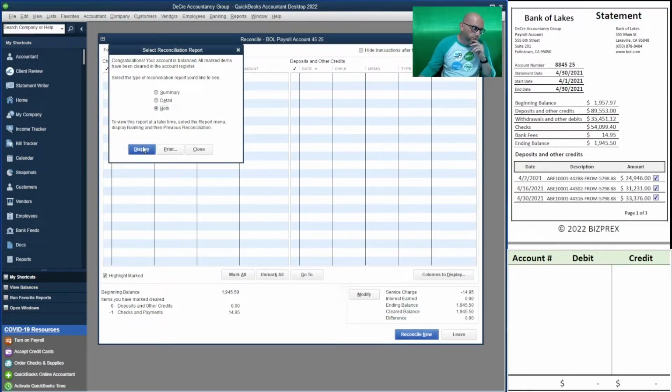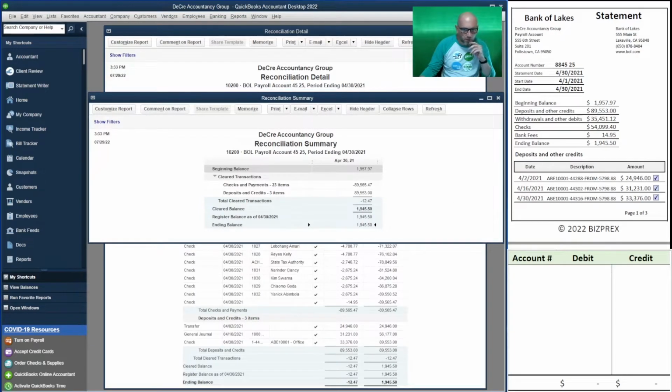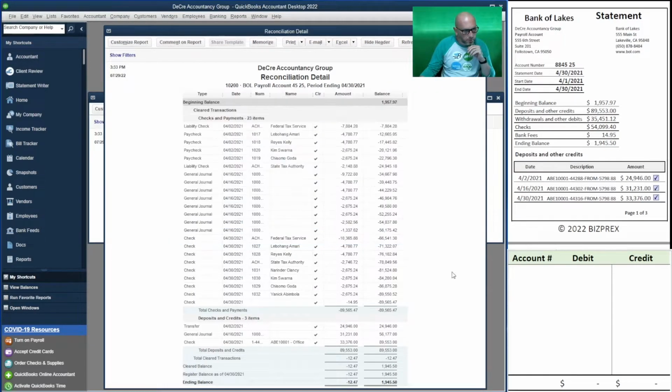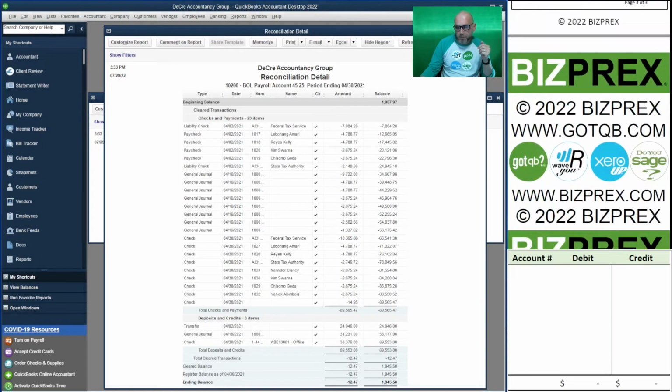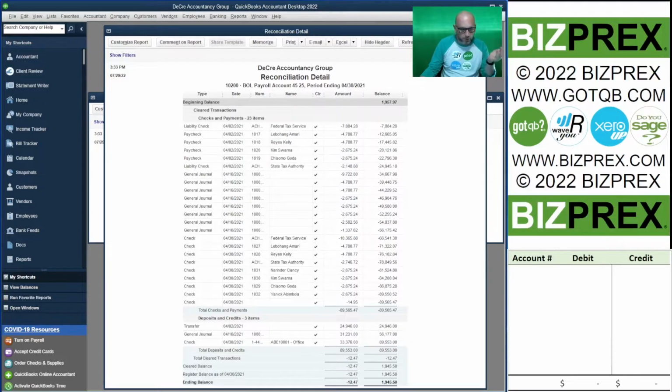Print both reports. Total balance correct. All the transactions are here, payments are here, all is good. So what we would do is print both of these reports, sign them, attach them to the statements. Payroll bank account is therefore reconciled.